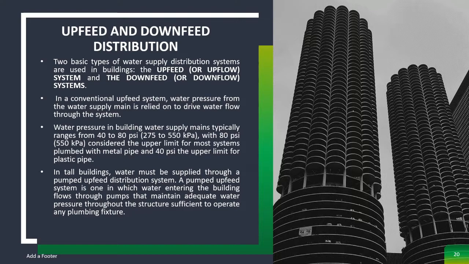In a conventional upfeed system, water pressure from the water supply main is relied on to direct water flow through the system. Water pressure in building water supply mains typically ranges from 40 to 80 psi, with 80 psi considered the upper limit for most systems plumbed with metal pipe and 40 psi the upper limit for plastic pipe.